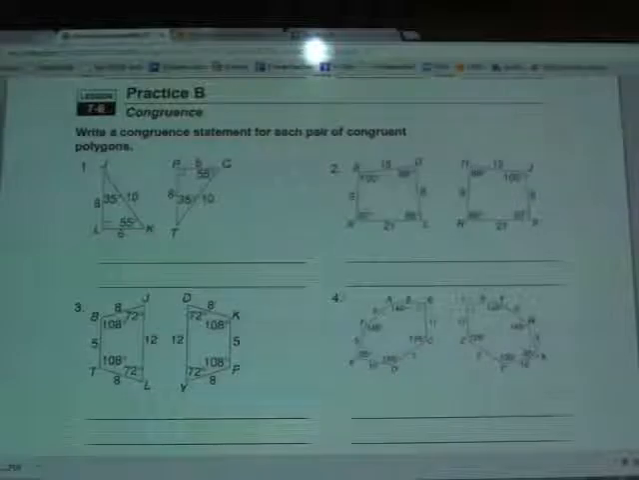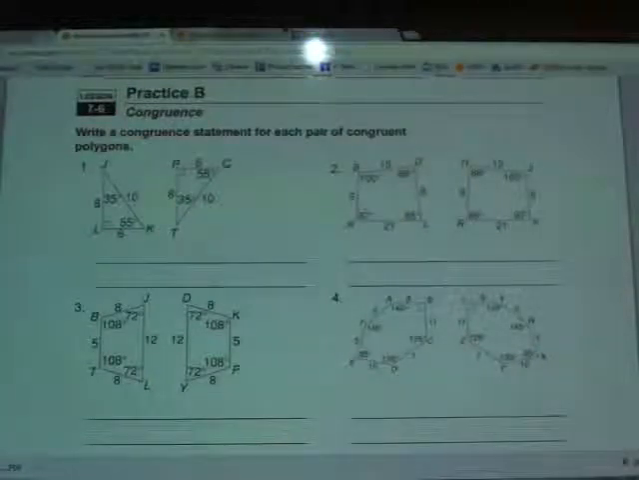This is a video recording of Chapter 7, Section 6, entitled Congruence, and this is in the 8th grade workbook. So if we take a look at the top set of questions there, what they're asking us to do is to write a congruence statement for each pair of congruent polygons.